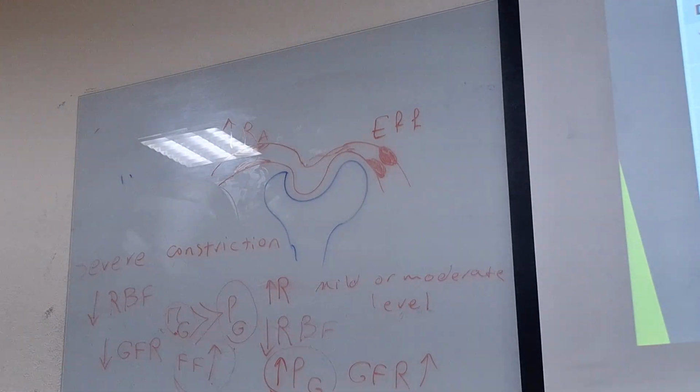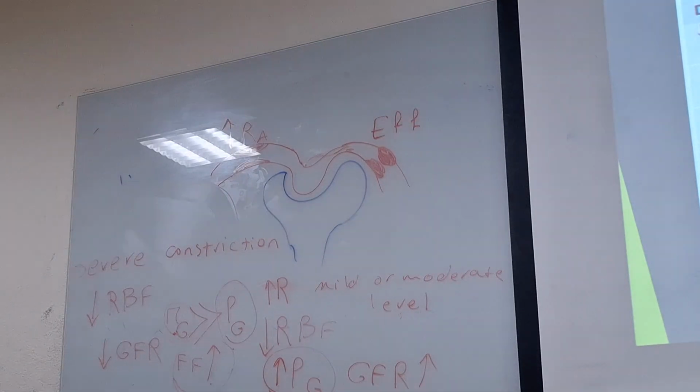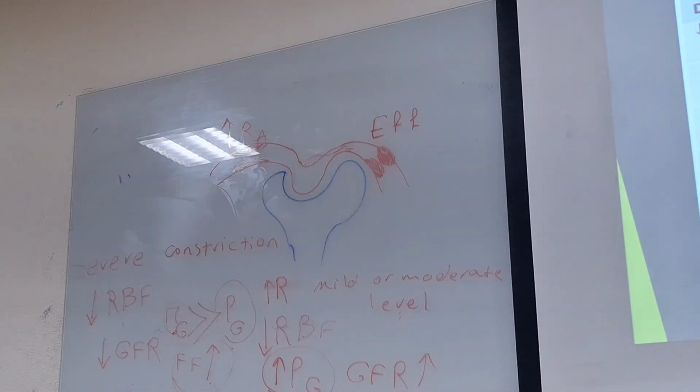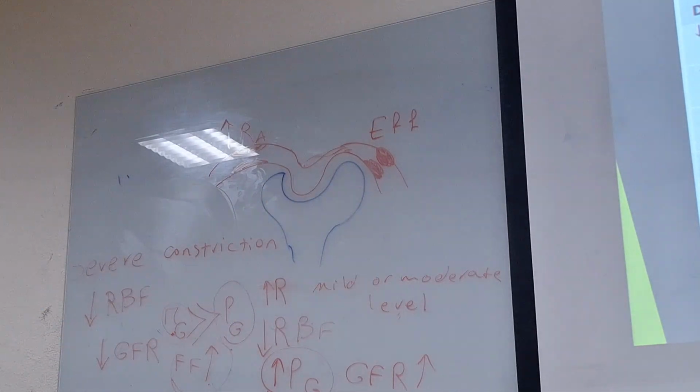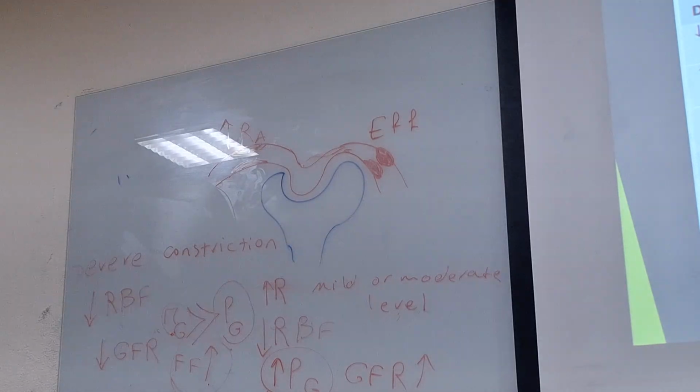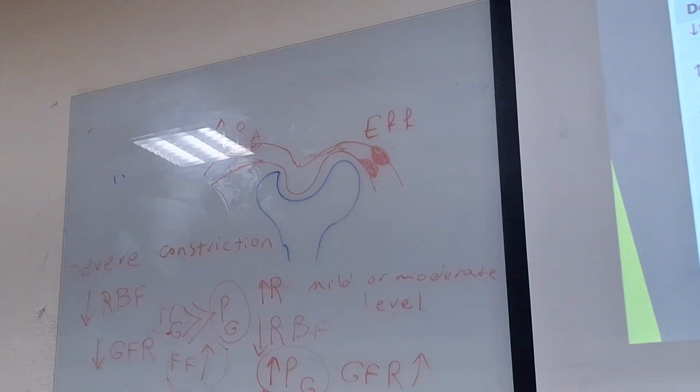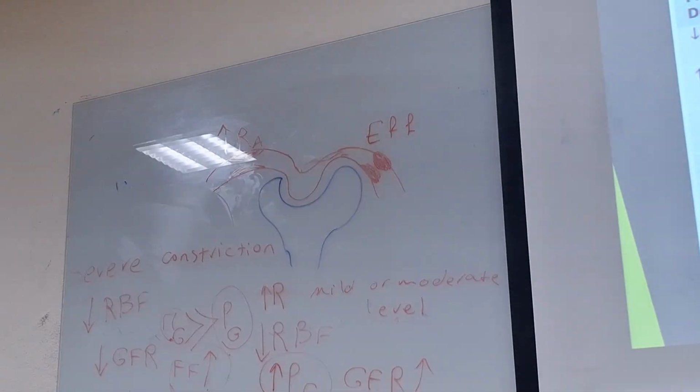When there is severe vasoconstriction, what happens? GFR decreases, because the increase in pi G is much more than the increase in PG. It's an opposing force. This is very, very important. Be sure one of your questions is on the biphasic behavior of the efferent arteriole.